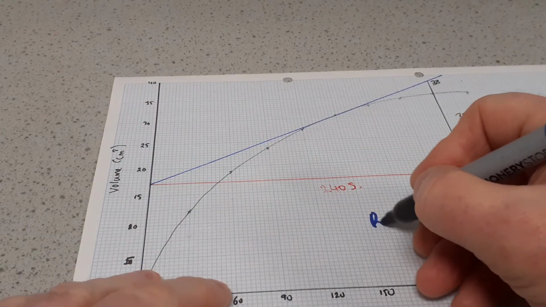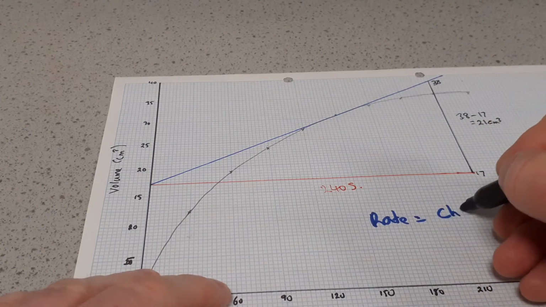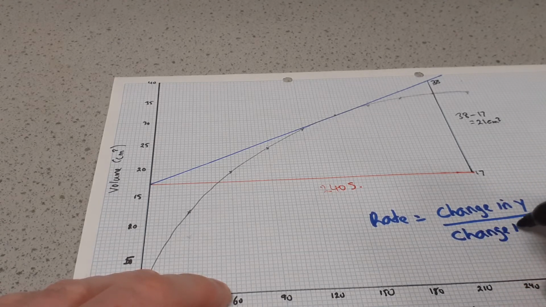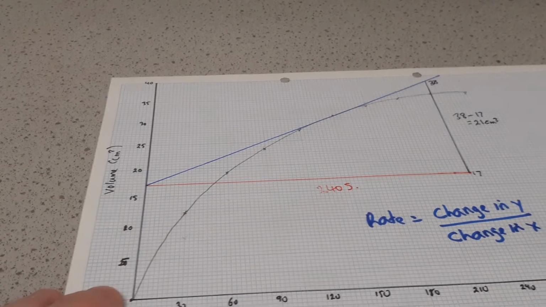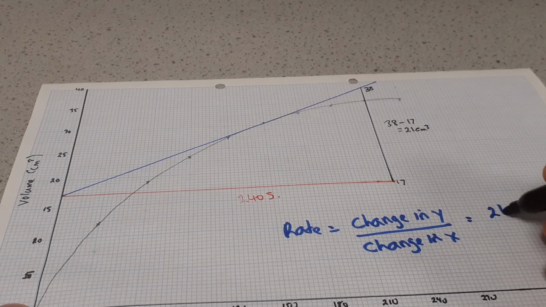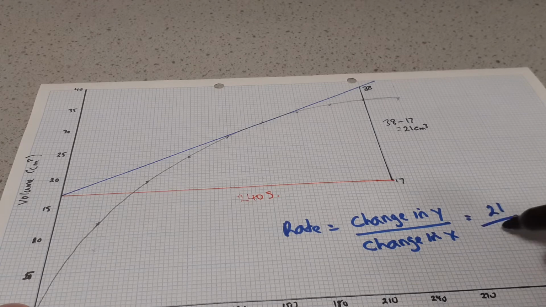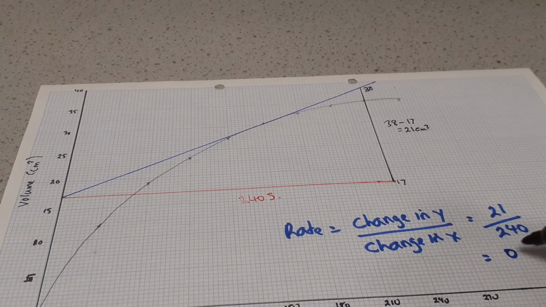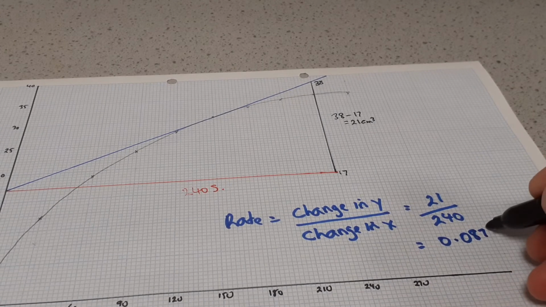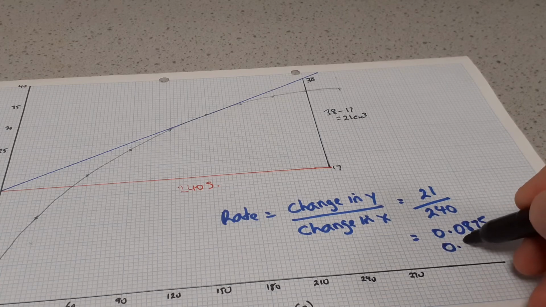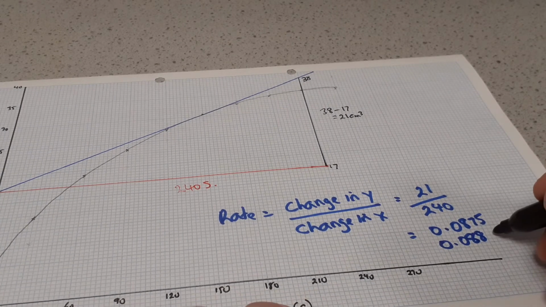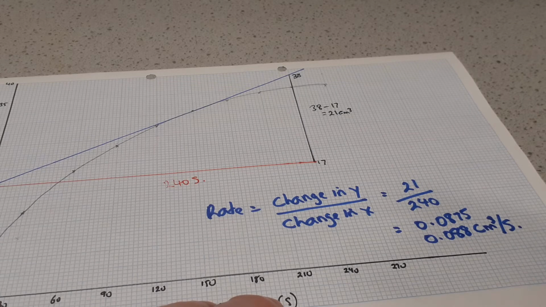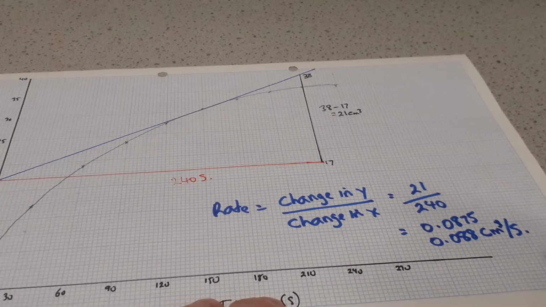Now then, to get our rate, rate equals change in y divided by the change in x. So our change in y is 21 and our change in x is 240, and then I'll need to divide that out, and that comes out as 0.0875, which we will round to 0.088, and the units are centimetre cubed per second. So that is the rate of the reaction at 150 seconds.